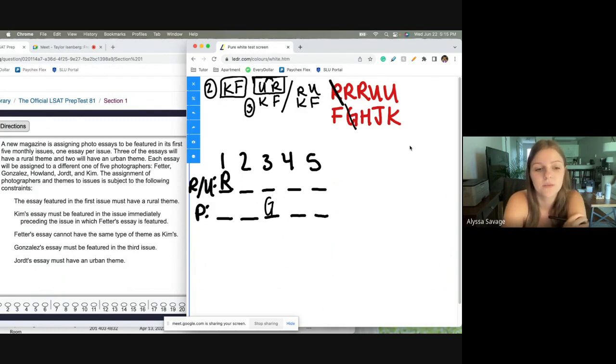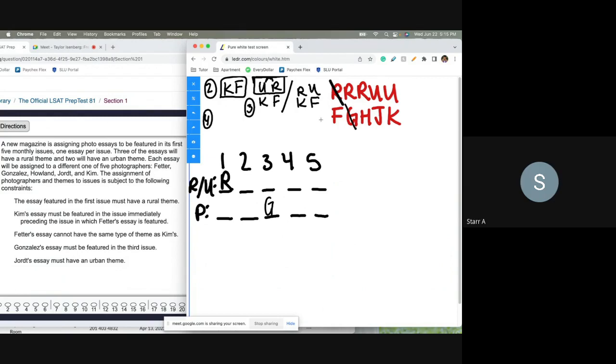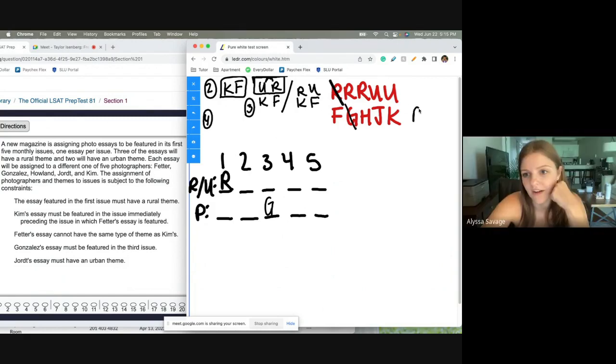And my last rule says J's essay must have an urban theme. What would you do with this one? I'm sorry, I'm just trying to reread G and figuring out why you put it in the photo rather than urban, but now I know because it wasn't rural or urban. I was just going back. Yeah, so sorry, what was your question?